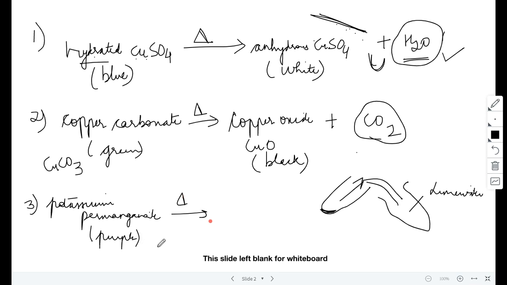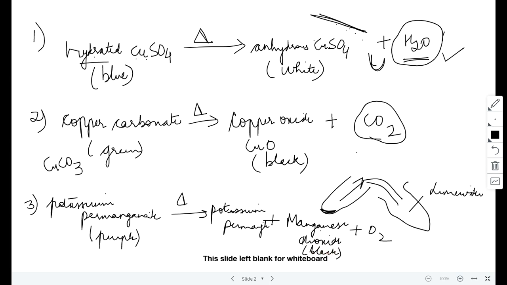permanganate only. But the thing is, it releases the manganese dioxide and oxygen. Okay, here we have potassium permanganate only. But what happens? The color changes. The color becomes that of manganese dioxide, it is black in color.